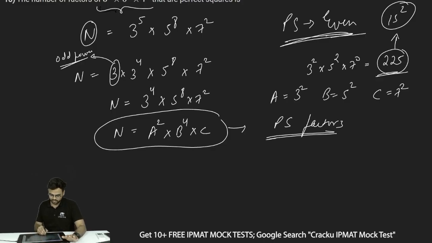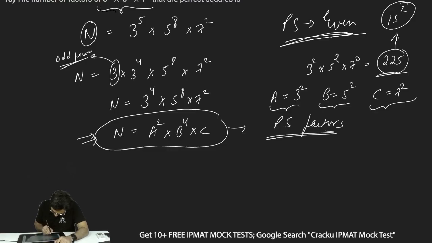Any factor of this number, a square into b to the power 4 into c, will always be a perfect square. Because what is my a? My a is a perfect square. What is my b? My b is a perfect square. What is my c? My c is a perfect square as well. So a, b and c, all three are perfect squares. So after removing this 3 because it was an odd power and thus not required, all the factors of a square into b4 into c will be perfect square factors.